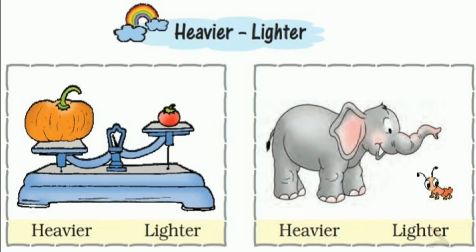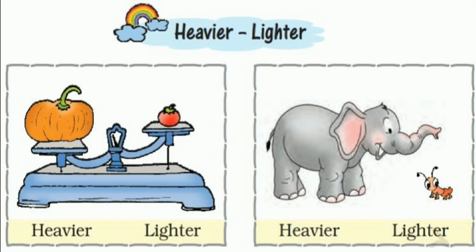Next, heavier, lighter. Children, the things which have more weight, they are called heavier. And the things which have light weight, they are lighter. In the first picture, you can see there is a weighing machine and a pumpkin is kept on one plate and a tomato is kept on the other. Which one weighs more, children? Pumpkin or tomato? Yes, the pumpkin is heavier than the tomato and the tomato is lighter than the pumpkin.